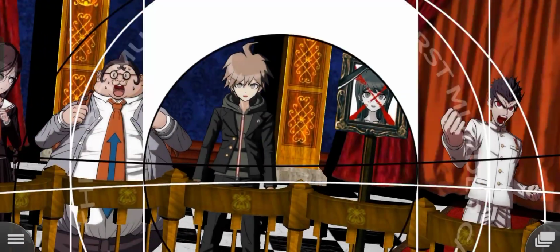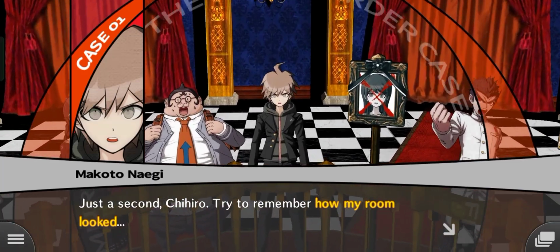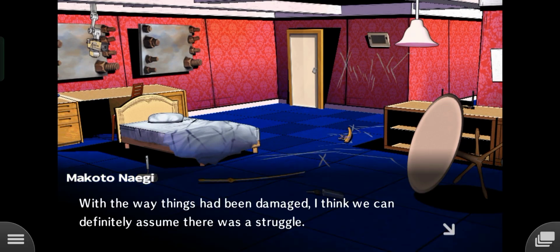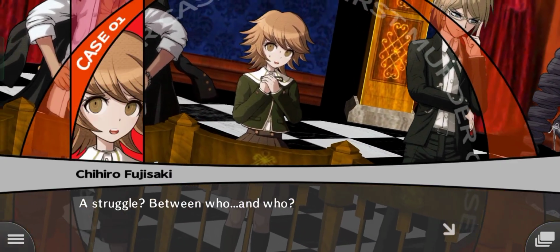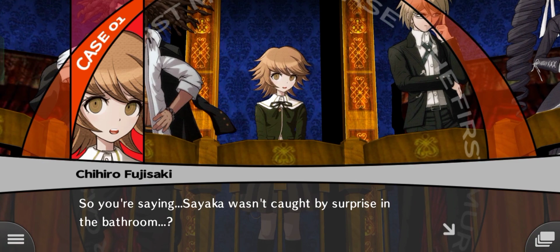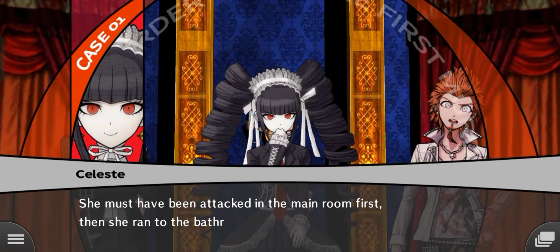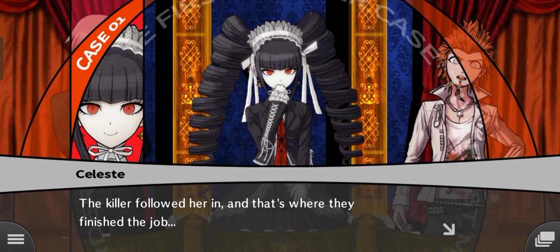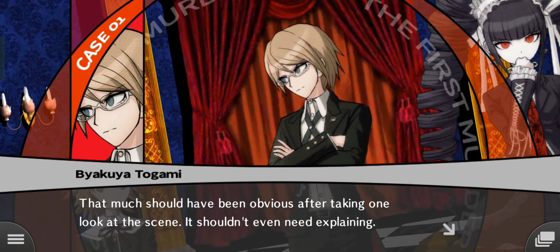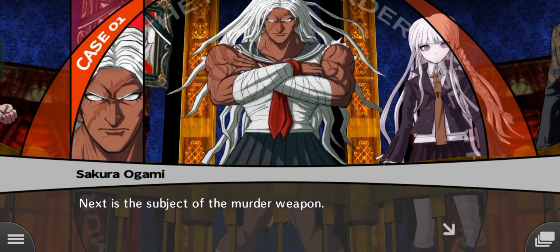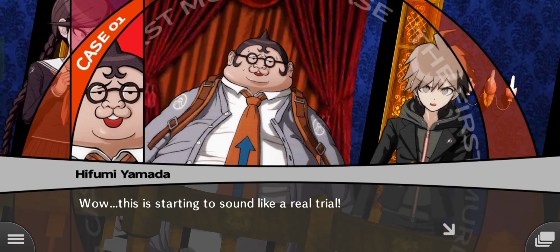No, it's wrong! Just a second, Chihiro. Try to remember how my room looked. With the way things had been damaged, I think we can definitely assume there was a struggle. A struggle? Between who and who? Between Sayaka and the killer, of course. So you're saying Sayaka wasn't caught by surprise in the bathroom? She must have been attacked in the main room first. Then, she ran to the bathroom to try and hide. The killer followed her in, and that's where they finished the job. That much should have been obvious after taking one look at the scene. It shouldn't even need explaining. Sorry. Okay, so what's next? Next is the subject of the murder weapon. Wow, this is starting to sound like a real trial.